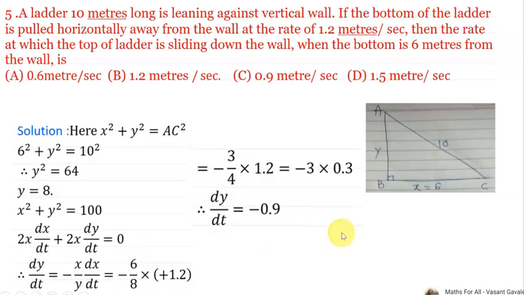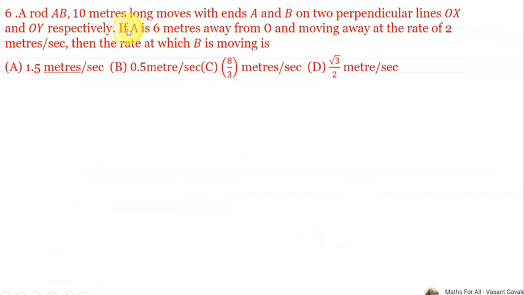Now the next example. A rod AB 10 meters long moves with ends A and B on two perpendicular lines OX and OY respectively. If A is 6 meters away from O and moving away at the rate of 2 meters per second, then find the rate at which B is moving. These are the options.